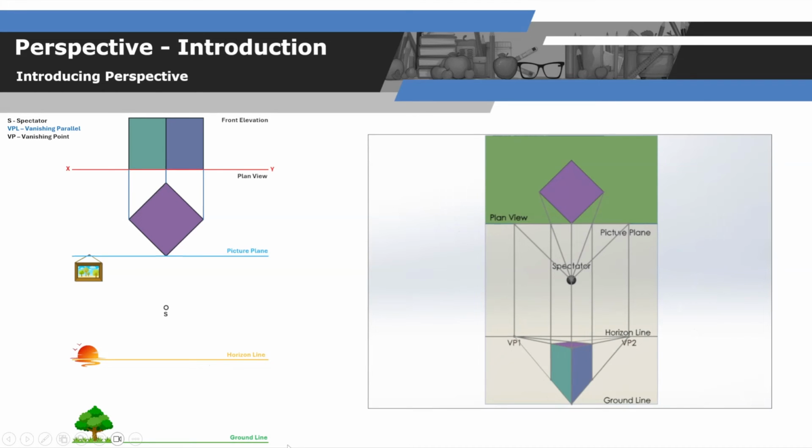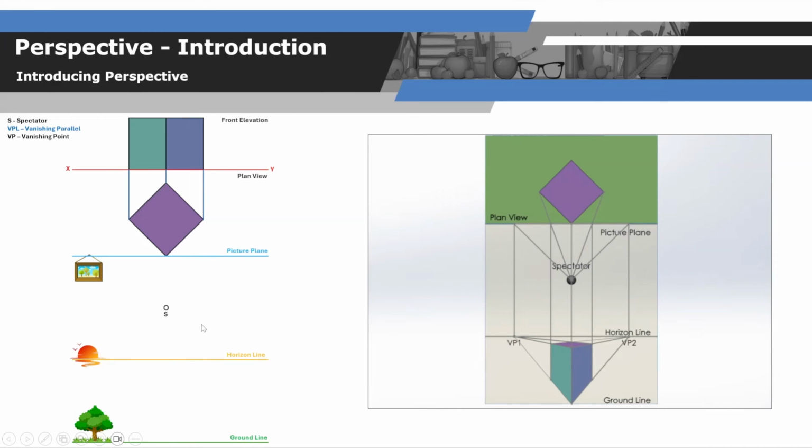Another relation to note between the XY line, the picture plane, the horizon line and ground line is they are all parallel. And this isn't going to be the case in every single question. In some questions, the picture plane might be off at a slight angle, but if it is, the horizon line will be parallel to it. The ground line will also be parallel to it. These lines will always be parallel to one another.